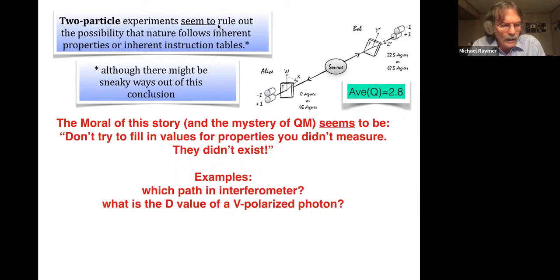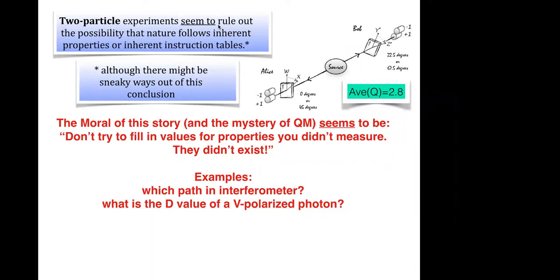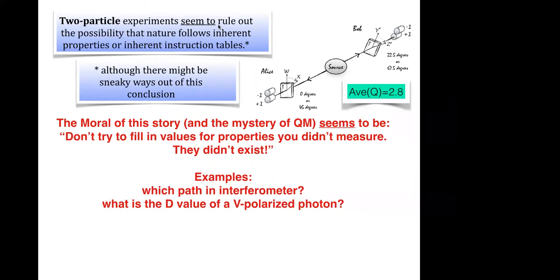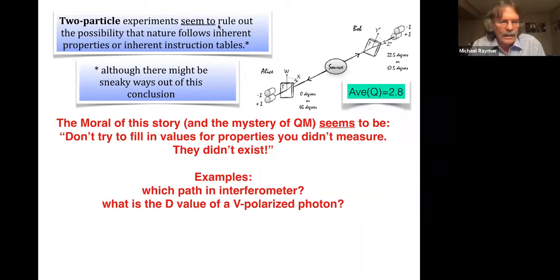But if you make that assumption, then you're going to get Q is less than 2. Therefore, don't try to fill out the values for the properties you didn't measure. Don't imagine that those property values exist, but you didn't measure them. They didn't exist. The only thing that exists is the property that you actually measured, and that you chose which one to measure. Alice chooses to measure this one or that one, and the one that she chooses not to measure doesn't exist.